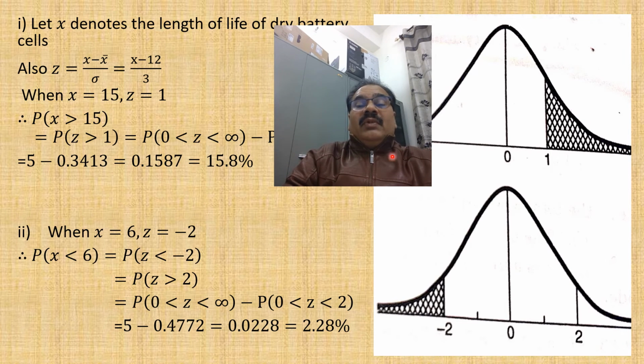Now you can go ahead and calculate when x is equal to 6 and z is equal to minus 2. Then x is less than 6, and in case of less than 6, z is less than minus 2. Here you can see in this graph, this means z is greater than 2, which means z is lying between 0 to infinity minus z is lying between 0 to 2. So 0.5 minus 0.4772, that is 2.28%.